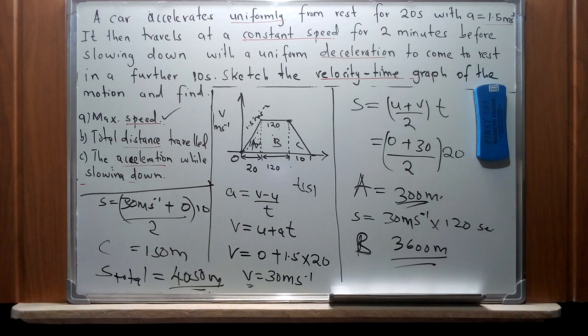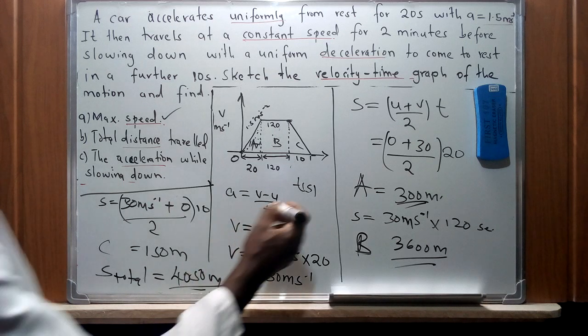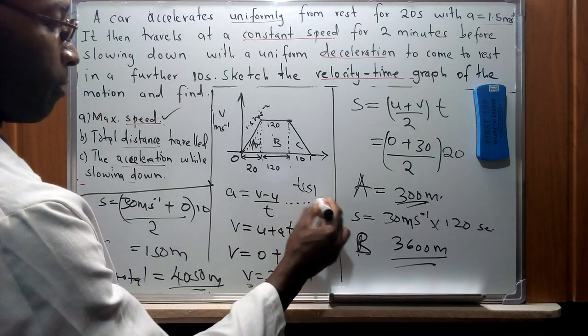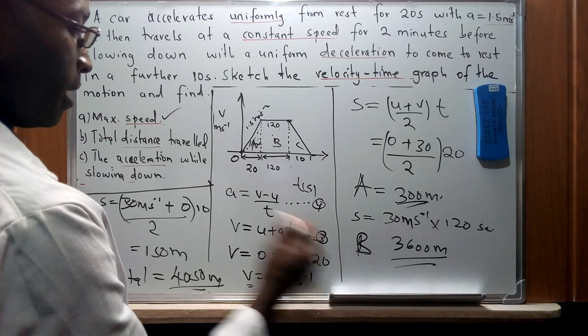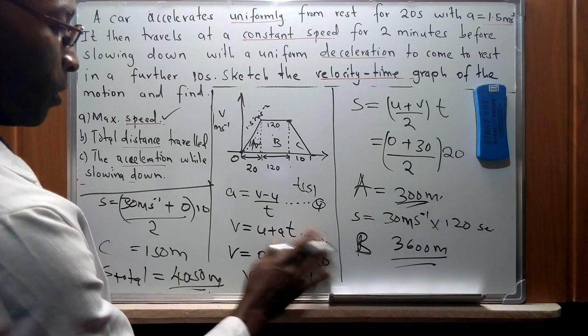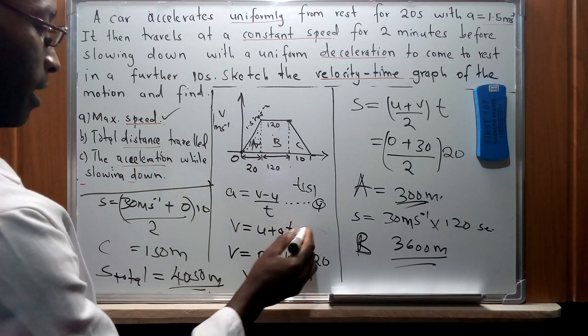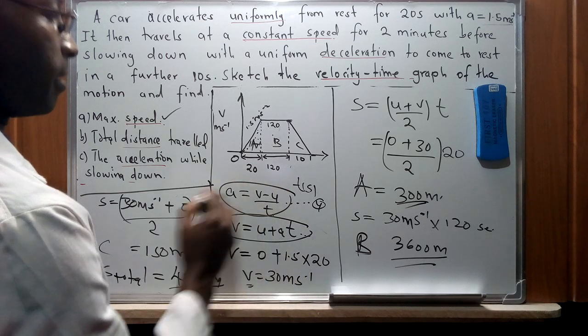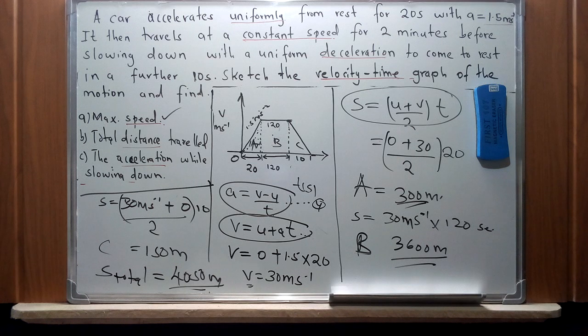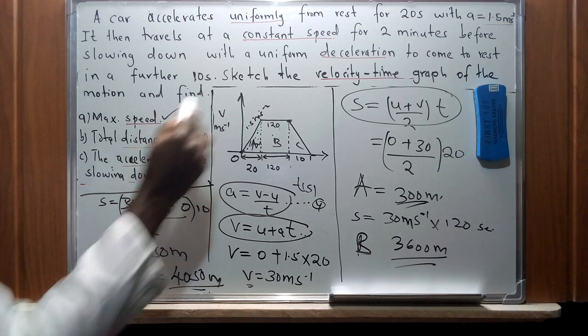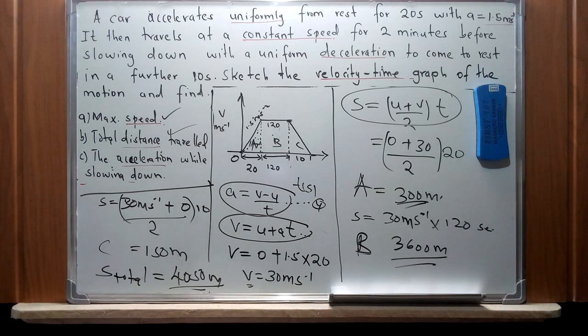So we have employed three kinematic formulas that we have talked about. This was our formula number 4. This was our formula number 3. Not certain about this, but this was our other formula. These are the set of formulas that we have employed to find the answers for parts A and B. So lastly, the acceleration while slowing down.